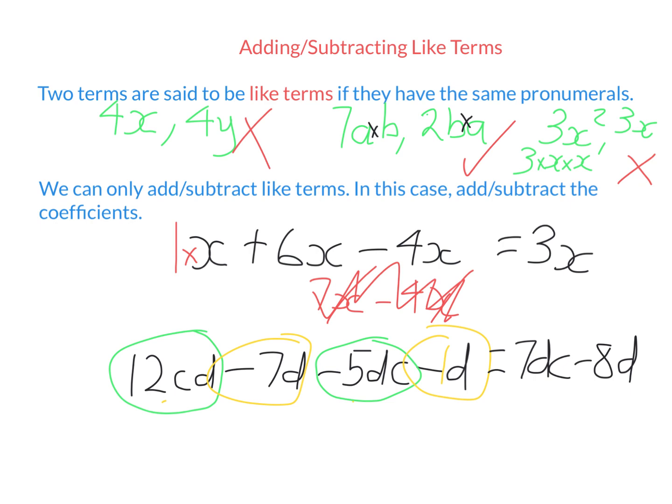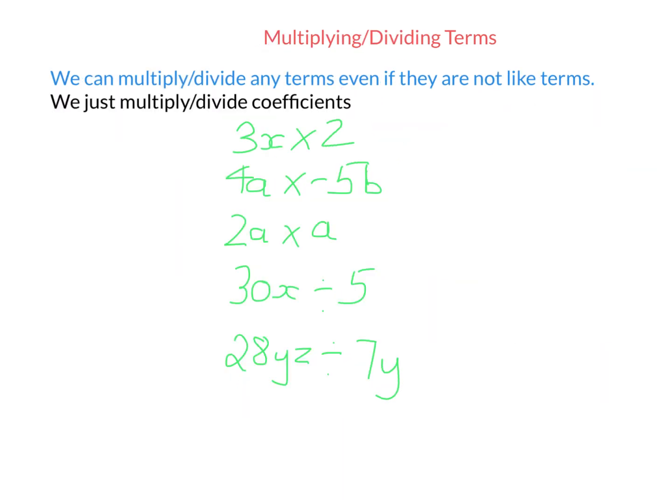All right, let's now look at multiplying and dividing terms. Most people find multiplying and dividing terms easier than adding or subtracting, and that's because you don't have to worry about like terms. You don't have to first determine whether or not they're like terms, because it turns out you can multiply and divide any terms. You can multiply and divide two terms even if they are not like terms. Again, we just operate on the coefficients.